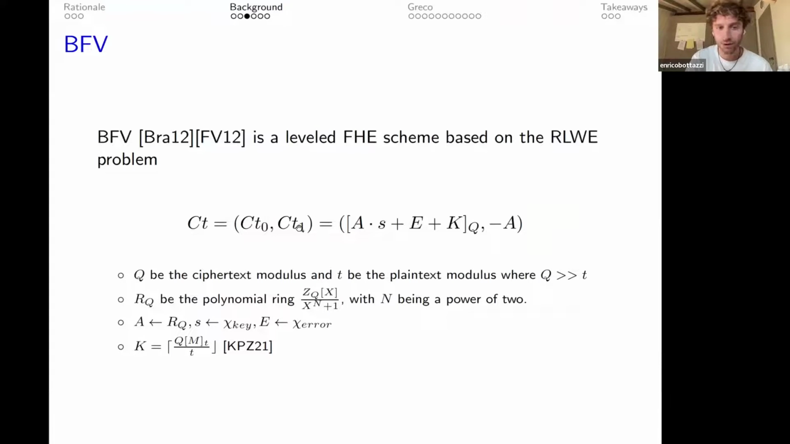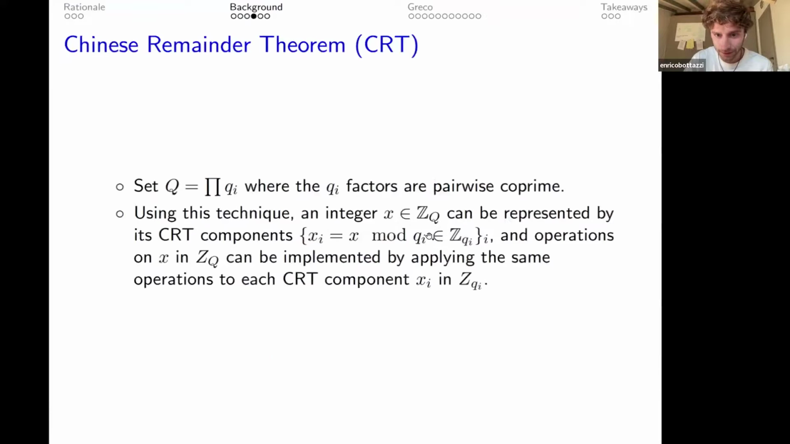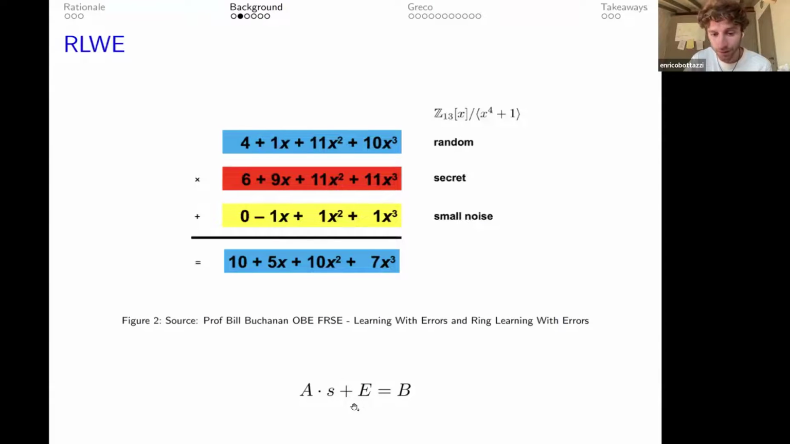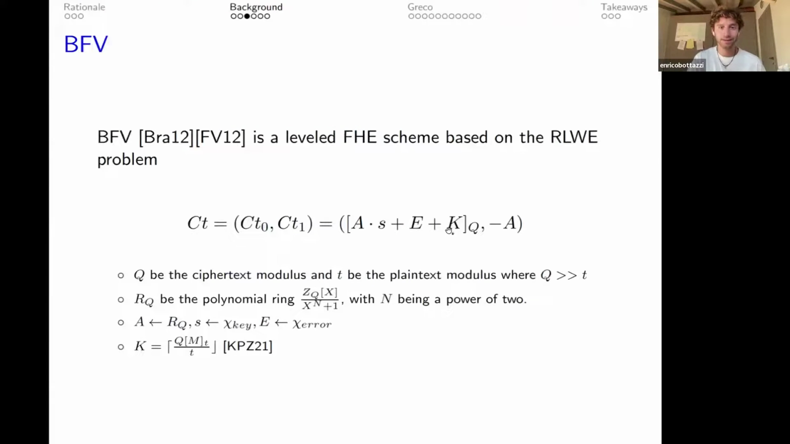What we focus on here is only the encryption operation of BFV. So in this presentation, you won't hear anything but encryption. All the other algorithms like addition, multiplication, decryption, I'm not really concerned with for Greco. This is the definition of encryption in the BFV scheme. You can see that this is rather similar to what we saw before, but there's a difference. There's this K that appeared, and I'm going to explain that.